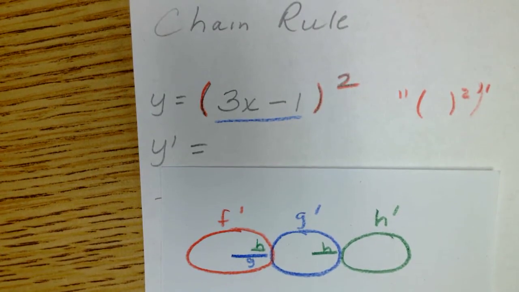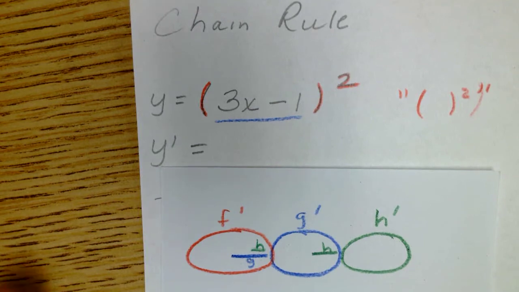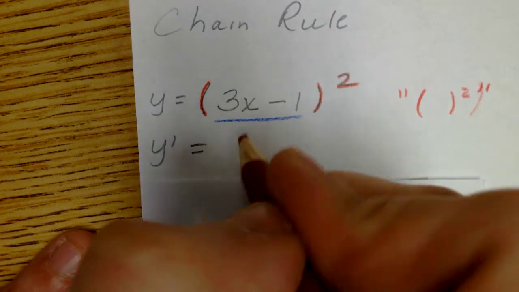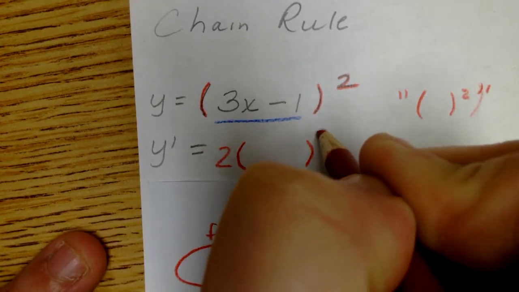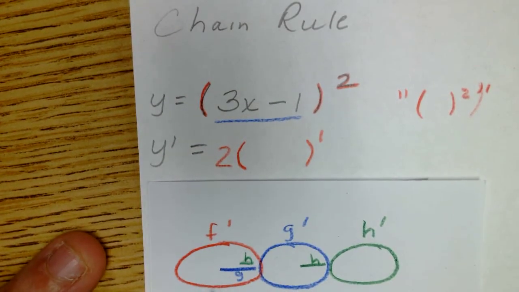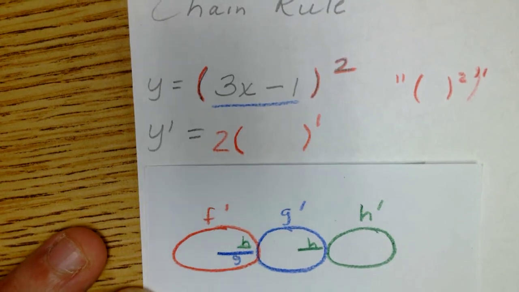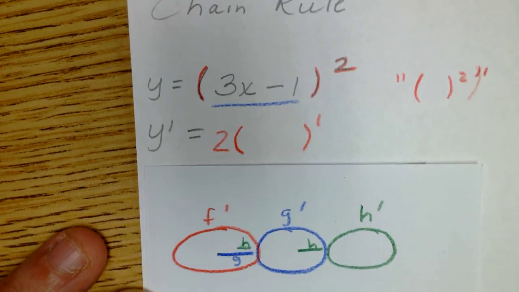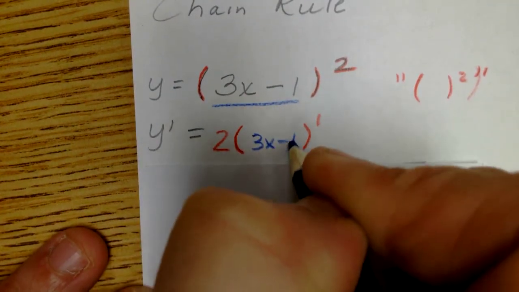Like x squared. The derivative would be to multiply by 2 and then subtract 1 from the exponent, correct? The power rule. So I'm going to do that here. I'm going to take my red outer function, multiply by 2, and make this a 1. But if I look at my chain, notice my g function remains exactly the same, untouched. So my g function is 3x minus 1.